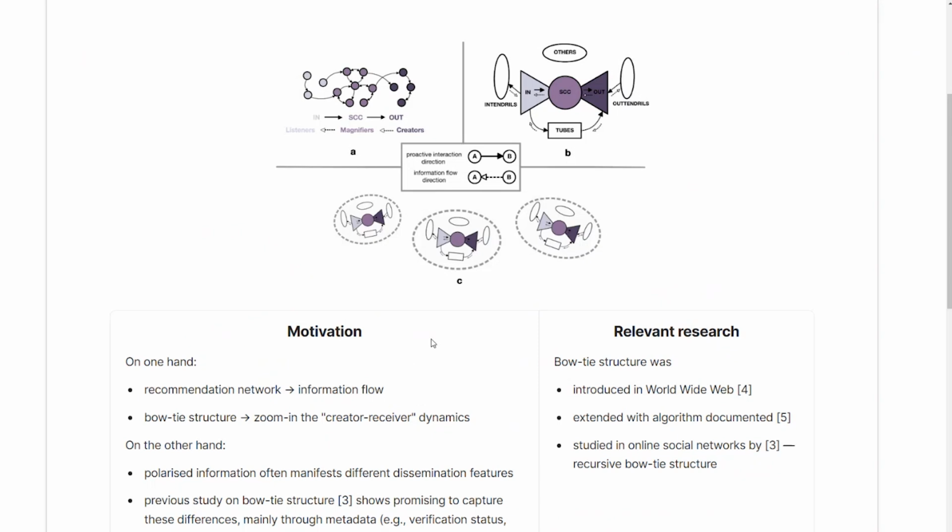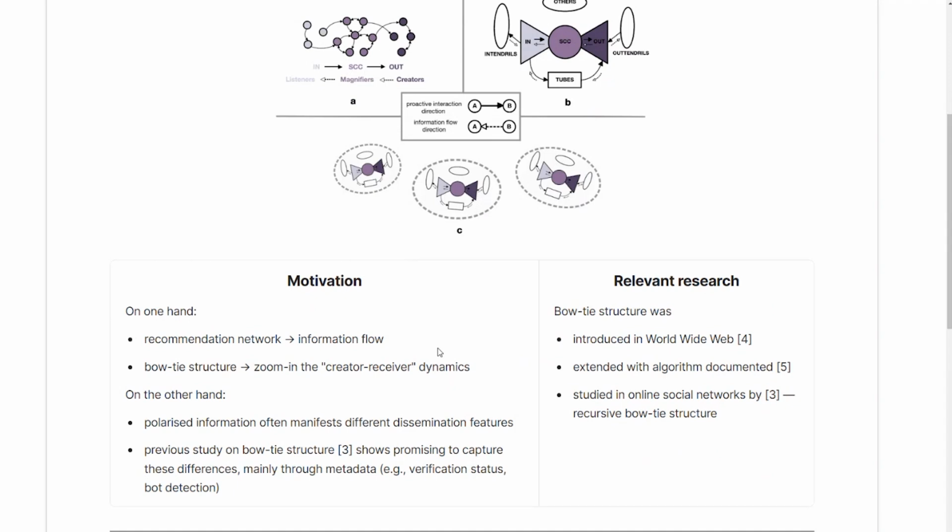On the other hand, from the previous literature, we discovered that polarized information often manifests different dissemination features. A very recent study on bow tie structure shows that it's very promising to use it to capture these differences. But this paper mainly focuses on metadata, for example verification status and bot detection on Twitter. So we're curious about what will happen if we put the bow tie structure in our study and do some mathematical formula simulations.